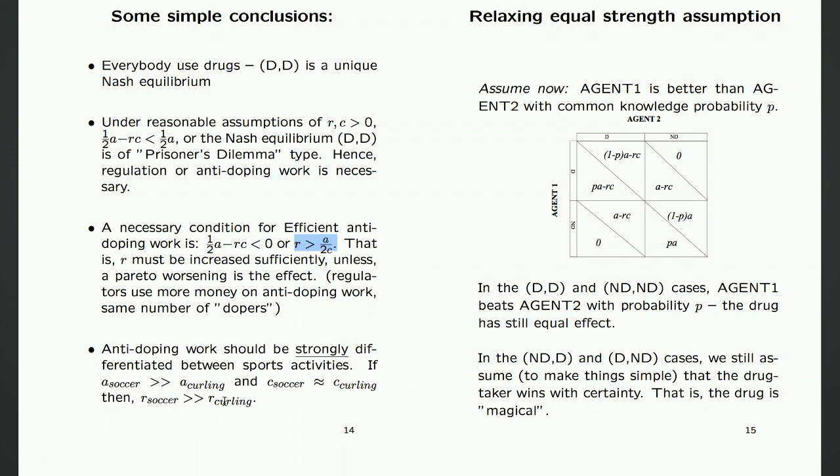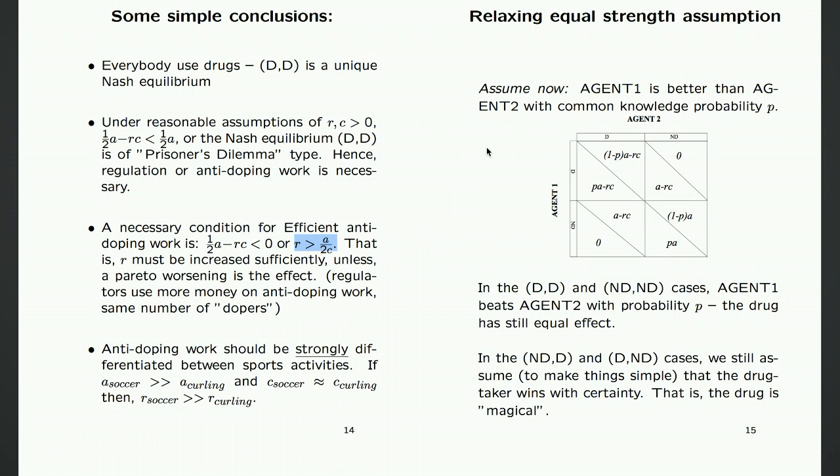Okay, so if you're interested in doing efficient doping prevention, you need to divide your doping tests unevenly between different sports. So if cross-country skiing is a risk activity, you should have far more doping tests there than you have in soccer. This seems to correspond reasonably with reality, doesn't it? There isn't that much doping testing in soccer. On the other hand, there's a lot in cross-country skiing.